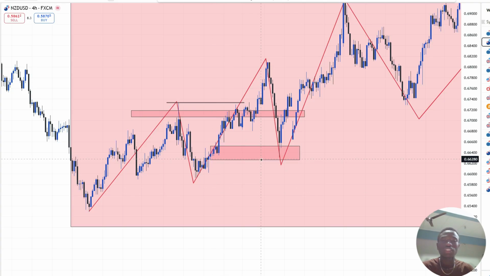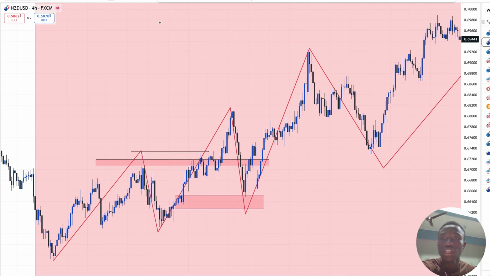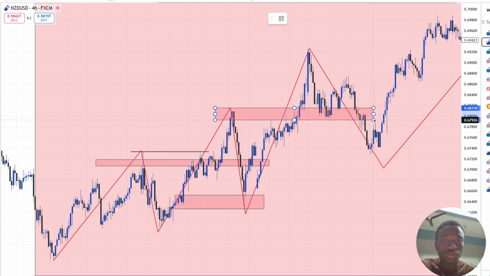So I will leave it like that, because you see, we have a demand level, we have a fair value gap. This is what I would have picked, but because it is not clear to me, I wouldn't touch it. Then look at this one too. This is the support level.